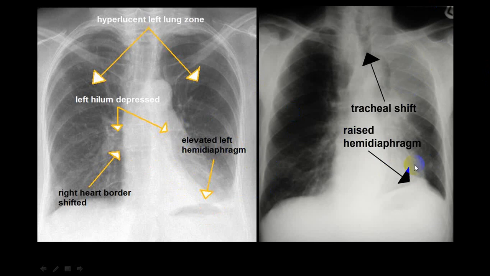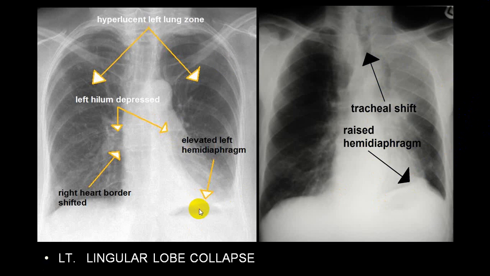Is that clear? Or collapse in a lower lobe. If this hilum is pulled up, it is upper lobe. If hilum is pulled down, it is lower lobe. So look at those particular findings. Trachea will be to the same side of the disease, in a case of a collapse. Left lingular lobe collapse. This is left upper lobe collapse.